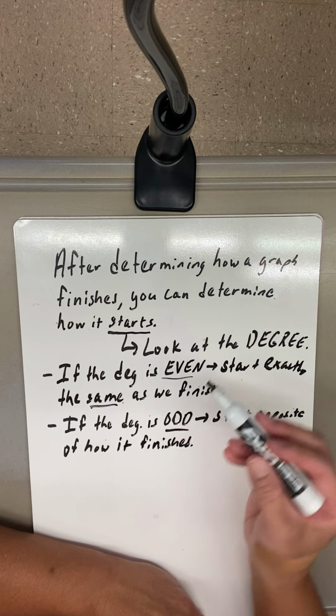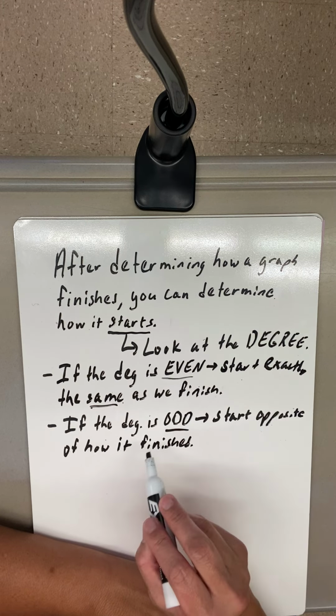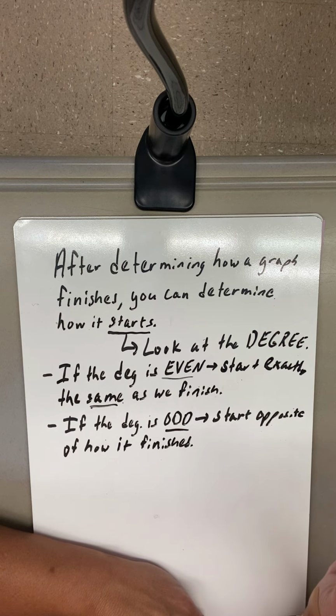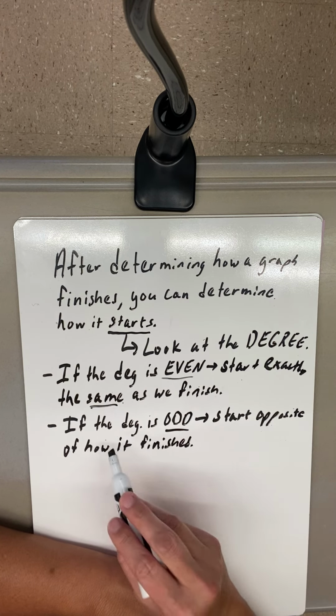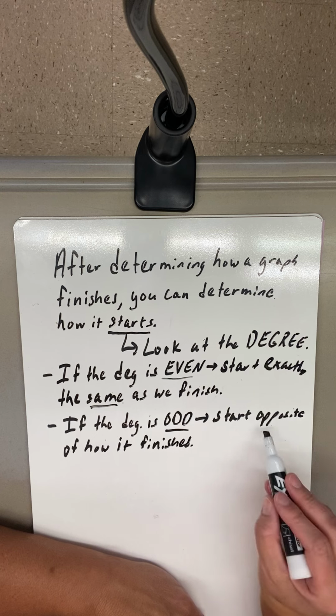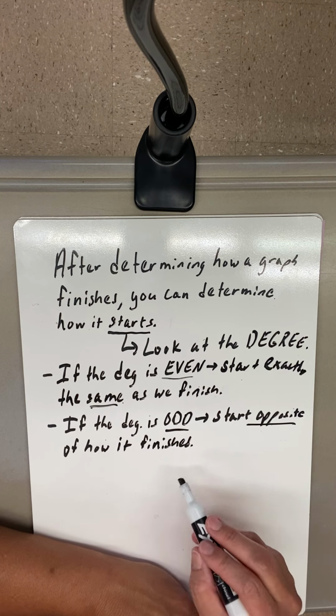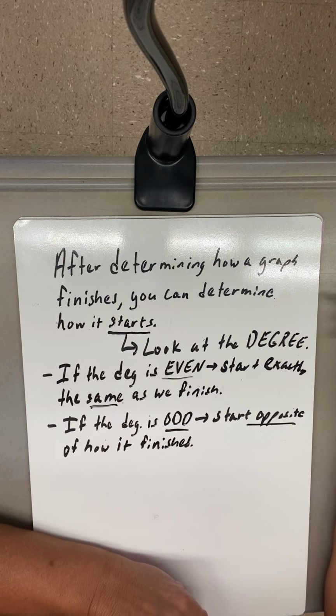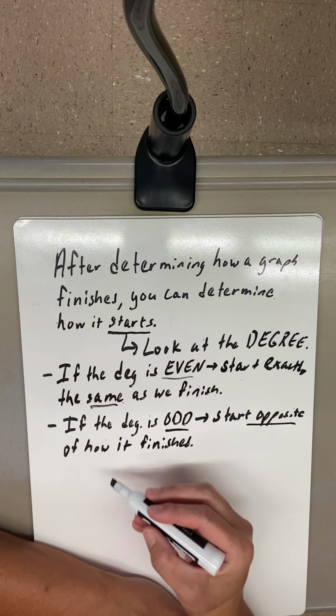So if you and I are even, we're the same. So if the degree is even, you're going to start the same as you finish. If the degree is odd, we're going to start opposite. They both start with O's. And a lot of times we think people are odd if they're not like us, so if they're the opposite of us. So odd is opposite. All right, so let's look at some examples here.